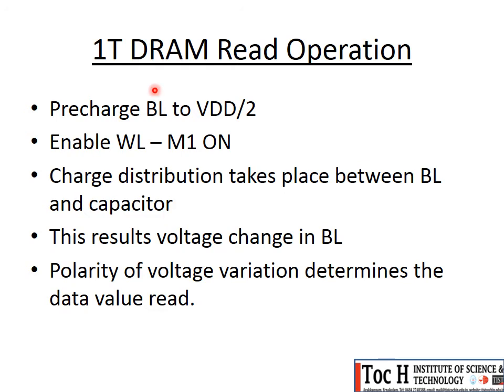So once again, the first step during the read operation of 1T DRAM is to pre-charge the bit line to VDD by 2, then enable the word line. As we enable the word line, the transistor M1 gets turned on, the capacitor and bit line get connected, and charge distribution takes place. This results in a voltage change in the bit line. If a positive voltage change exists in the bit line, then the stored value is 1, and if a negative voltage change exists, then the stored value is 0.